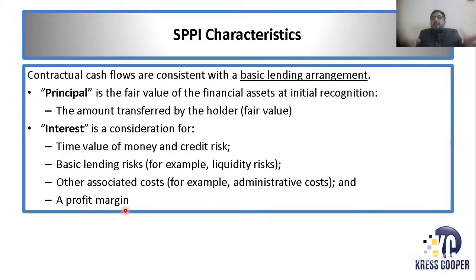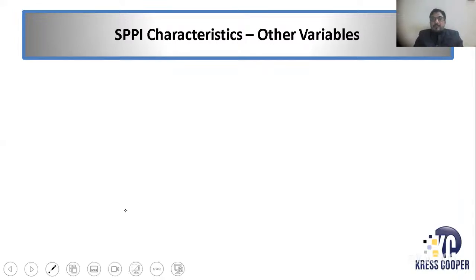So all these are put into the interest element, because at the end of the day, it is a business, whether a financial institution, a bank or an entity. It has to make profits. It has to meet administrative expenses. It has to take care of the risks associated to that investment, and it has to look into the time value of money. So all these things are considered to work out the interest rate or the interest amount. So that interest amount and the principal are in fact the contractual cash flows.